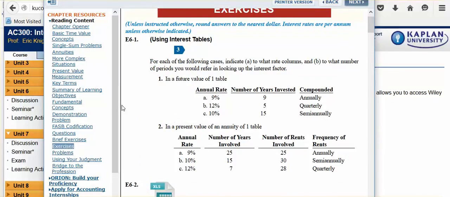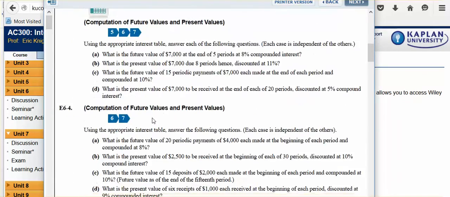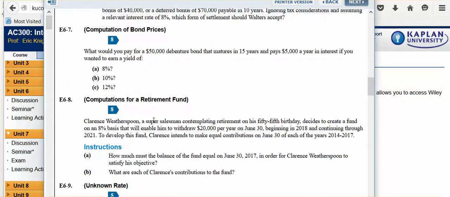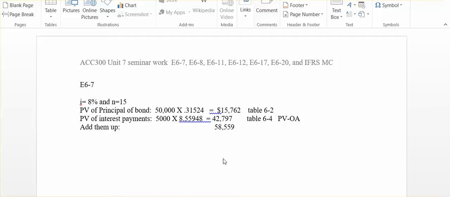And I'll just shut this because we don't need it right now. And I'll go to 6-7. What would you pay for a $50,000 debenture bond that matures in 15 years and pays $5,000 a year in interest if you want to earn 8%, 10%, and 12%? All right, so let's go ahead and look at this.